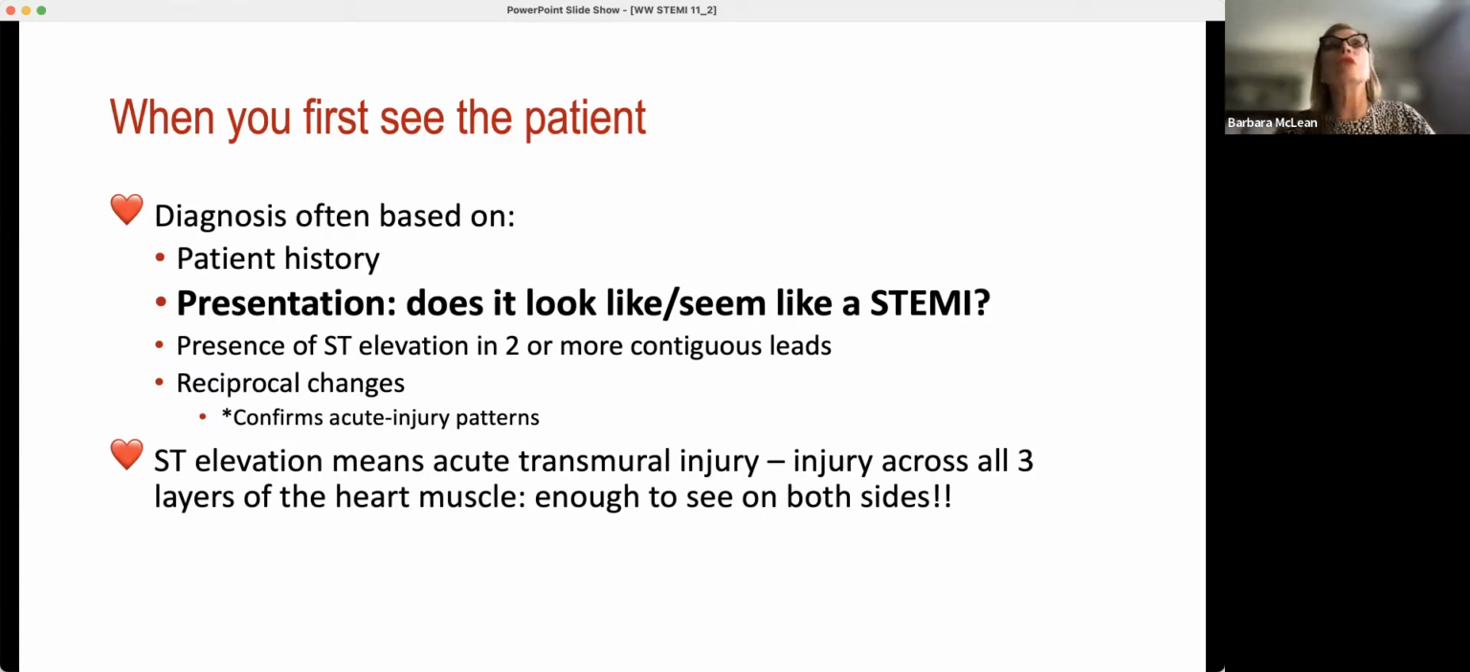And of course, as soon as possible, we're going to do an EKG. Now, the EKG is not definitive, but really even more important than that is, by the way, the very first thing, if you have the capability, a point of care troponin.